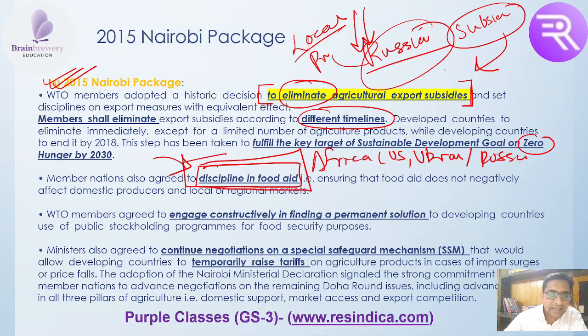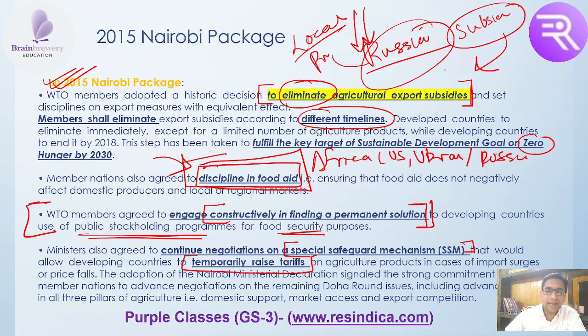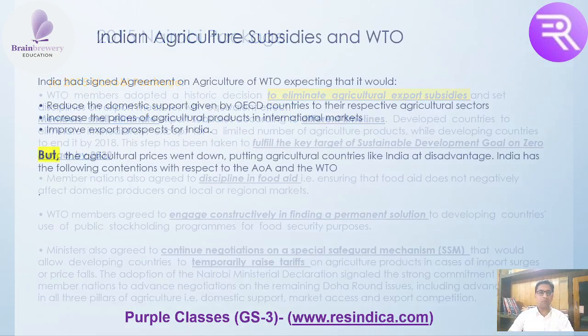Then it has said that we have to engage constructively in finding a permanent solution for the public stockholding program and food security program, because again there was no permanent solution for them. Okay, and then there was a continuous negotiation for a special safeguard mechanism and temporary raise of the tariff if there is sudden distortion of the market, like if there is any product which is distorting the market, you can utilize certain special safeguard measures. So this is what is there in the Nairobi package.